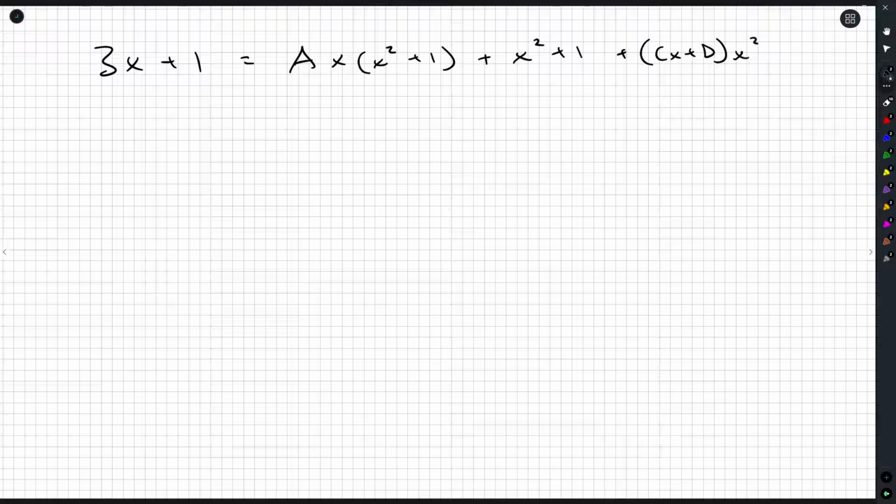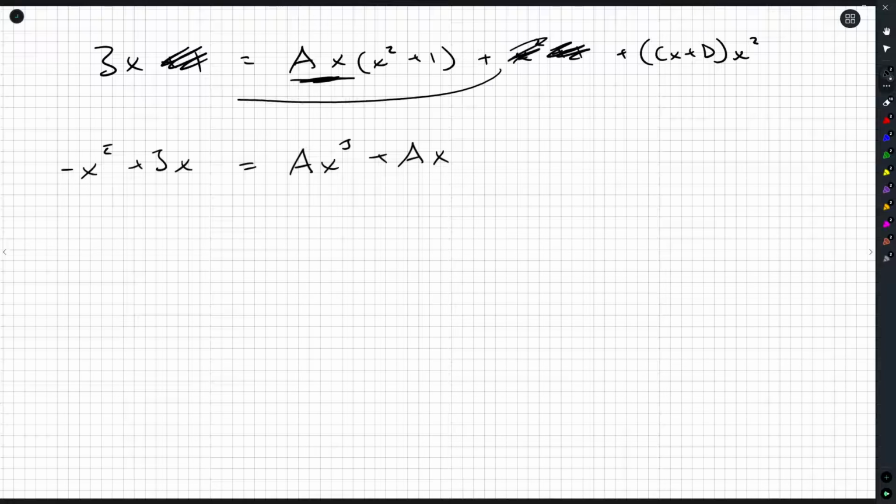Now with irreducible quadratics, there's nothing I can do to make x squared plus 1 equal to 0, not with real numbers anyway. So I can't start isolating for C and D that way. One thing we can do is cancel out the plus 1s on both sides, and I can bring the x squared over here. But usually in such a situation, I like multiplying everything out. So A x times x squared is A x cubed plus another A x. And we already brought this x squared over to the other side.